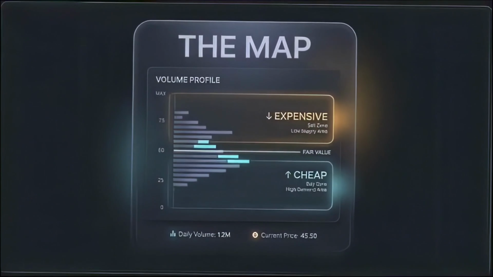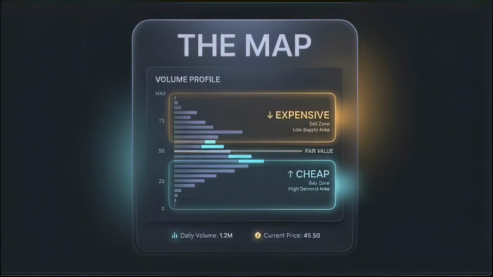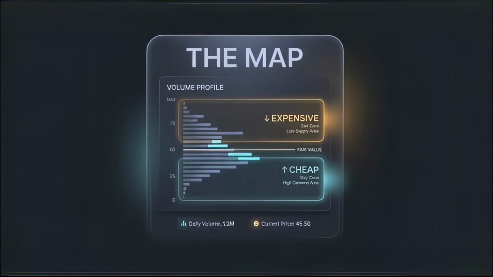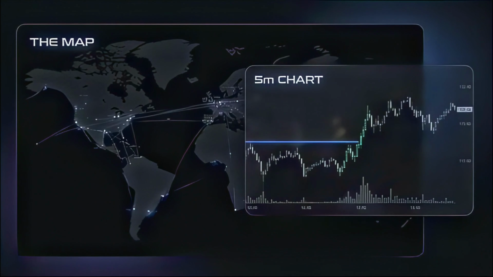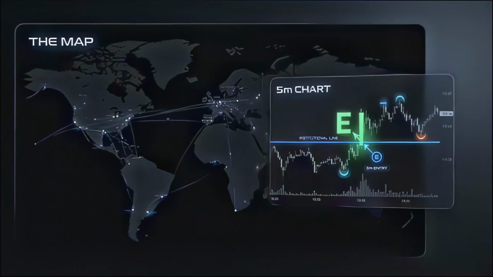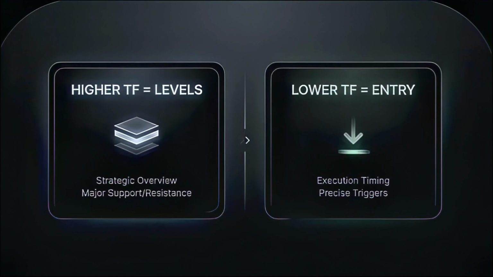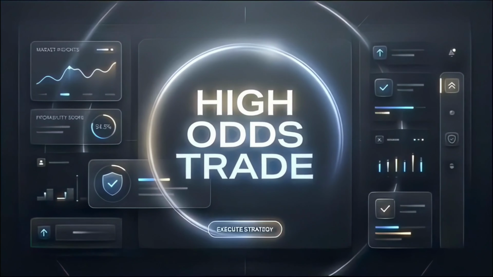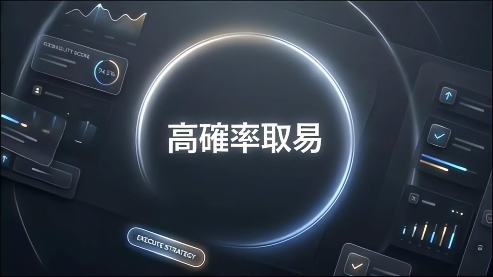So the play is this. If you draw your volume profile on the higher time frame to find where the real cheap and expensive zones are, that's your map. Then you drop down to the 5 minute. You wait for price to actually reach one of those levels, and you time your entry right there. Higher time frame for the levels, lower time frame for the entry. That combination is what separates a random guess from a genuinely high odds trade.